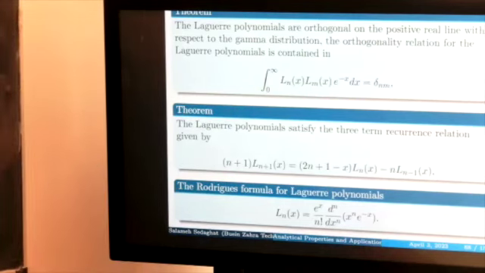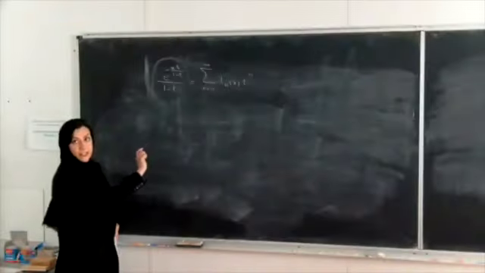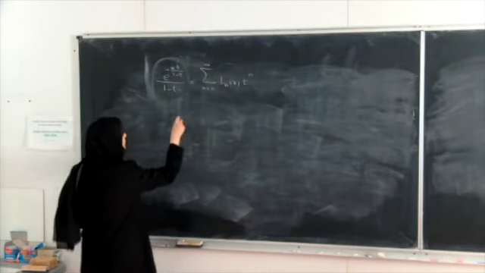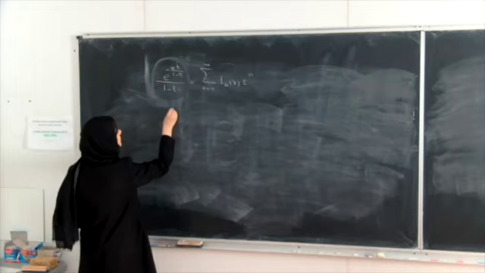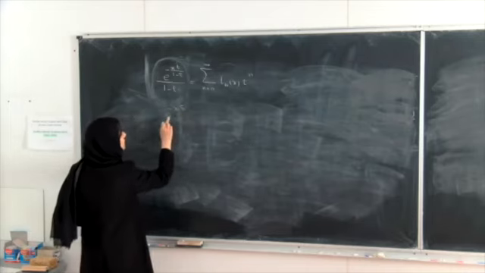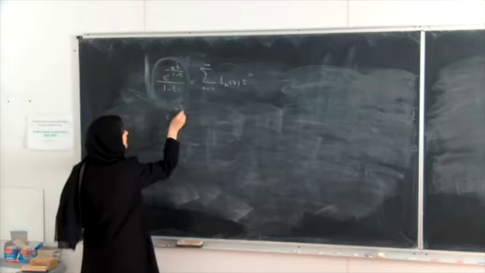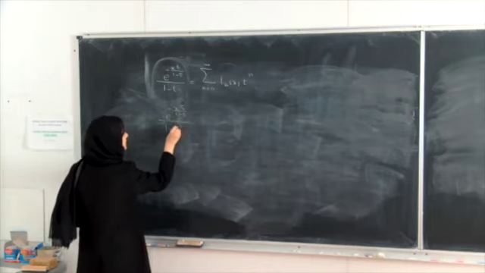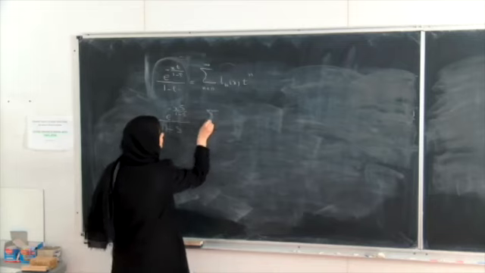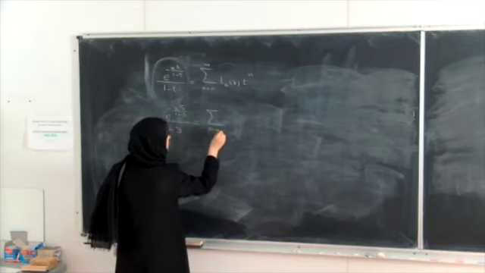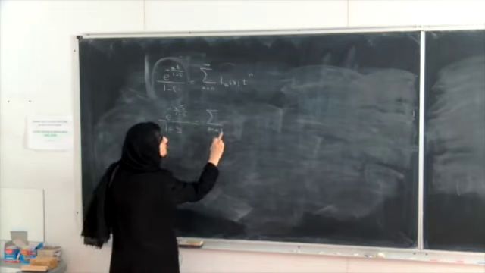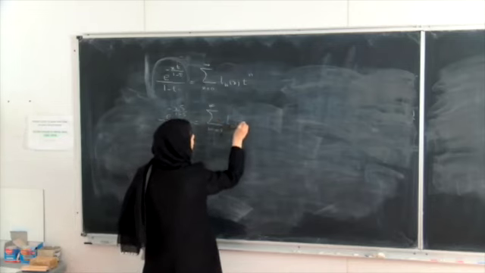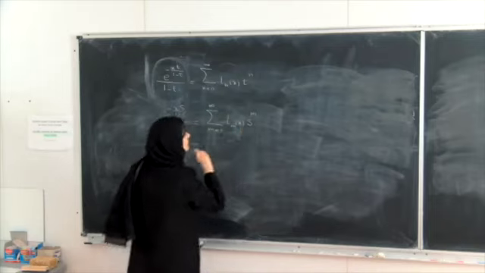Okay, from the generating function of Laguerre polynomials, we have this. We can also write e^(-xs/(1-s)) divided by (1-s) equals the series over m from 0 to infinity of L_m(x) s^m.